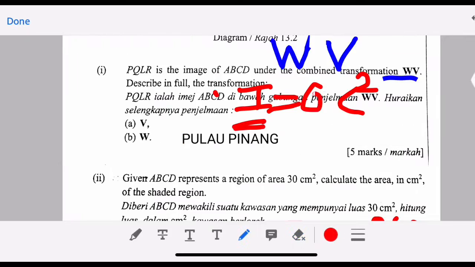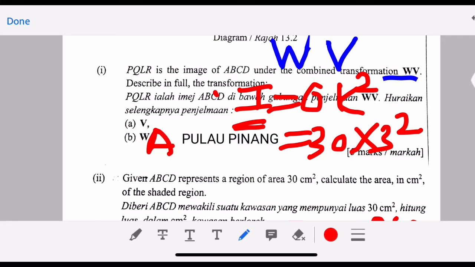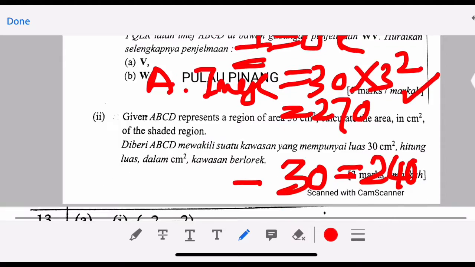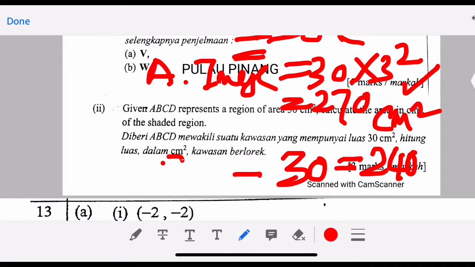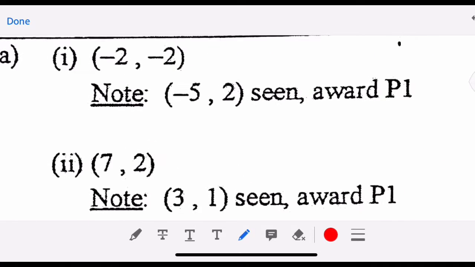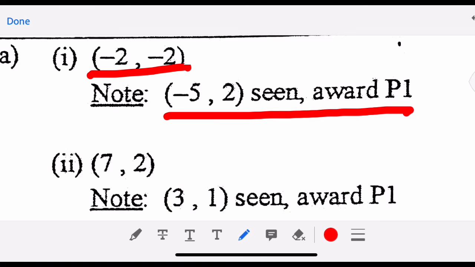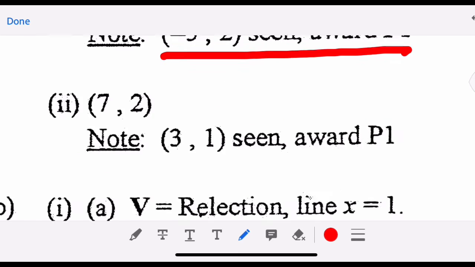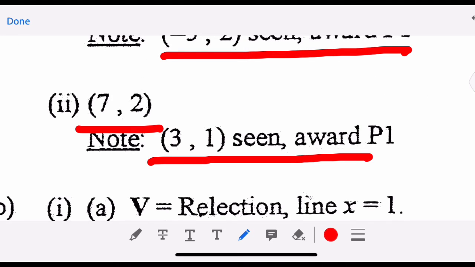That means you have to write 30 times 3 square, right? Like area of image equal to 270. This one will give you 1 mark, centimeter square, and 270 minus 30 centimeter square. Don't forget. Alright, so I will show you the answer here. So just now our answer, okay, this is the final answer, right? This one, if they see it, they give you 1 mark even if the answer is wrong. Okay, if wrong, they will still give you marks for the steps. You've seen the answer there.